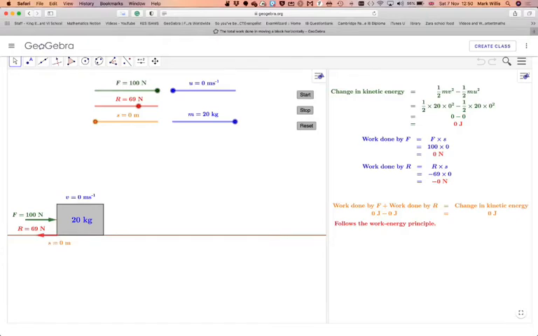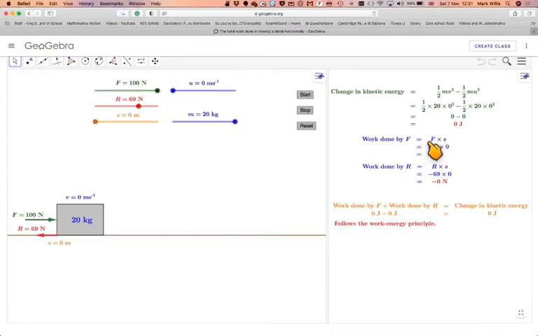Okay, so the change in kinetic energy will be a half m of the final velocity squared minus a half m of the initial velocity squared. So at the moment the initial velocity is 0 and the final velocity at the moment is actually 0 because it hasn't gone anywhere.